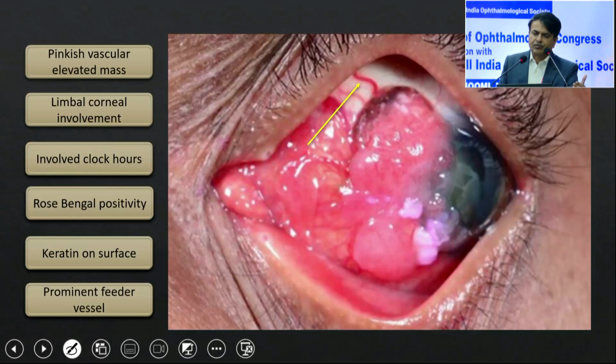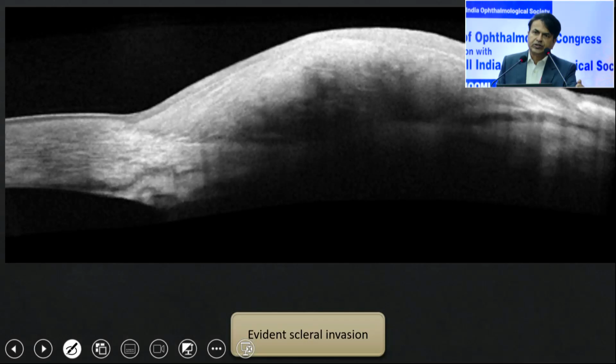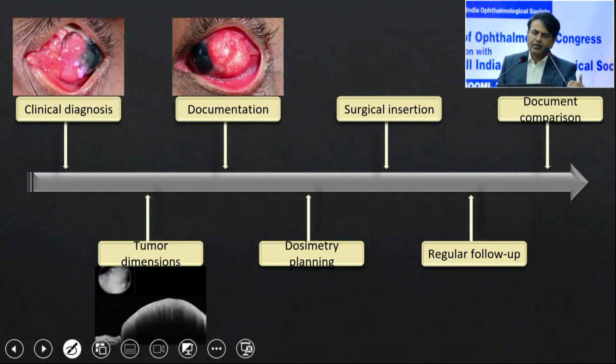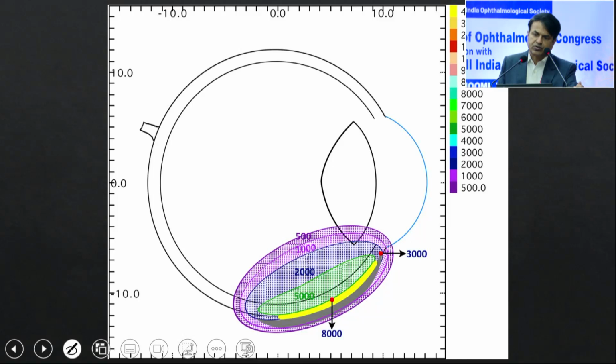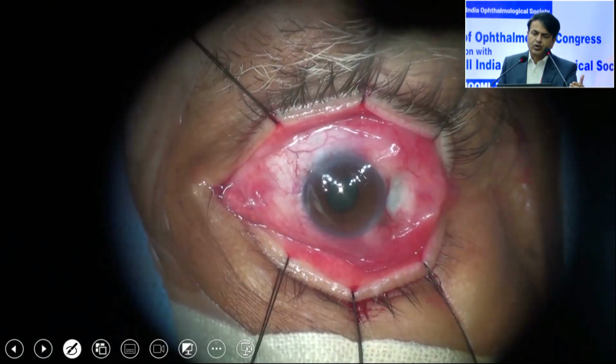These are the steps that we follow: clinical diagnosis, followed by tumor measurement, followed by OCT or UBM or both to measure the height of the tumor. Then you calculate the dose for the tumor. This is called dosimetry with isodose curves, looking very carefully at how much dose the lens is getting. Will it become cataractous? Then once that is done, you go ahead with surgical excision.